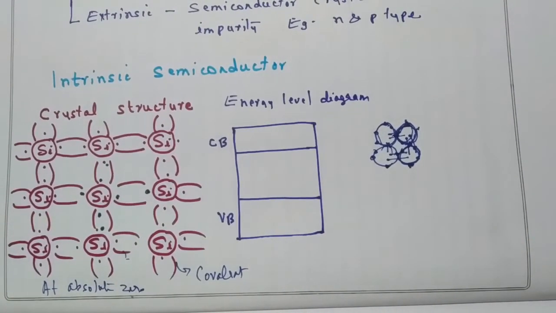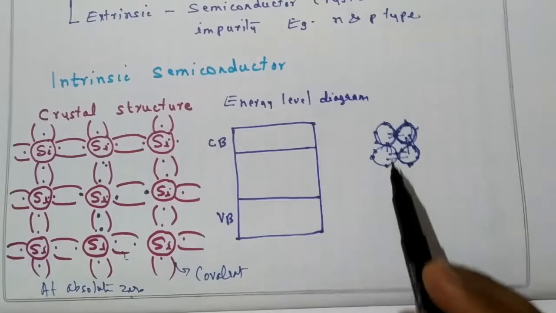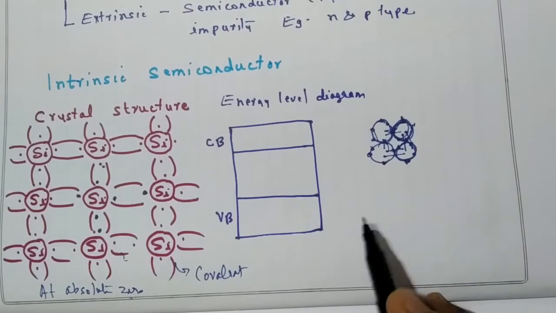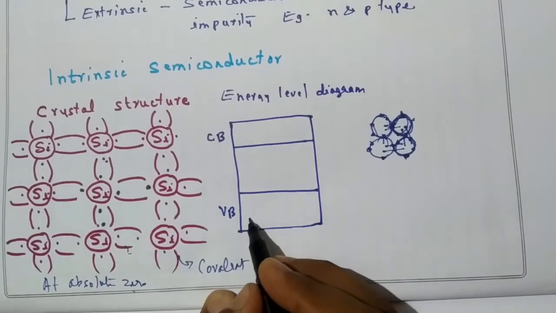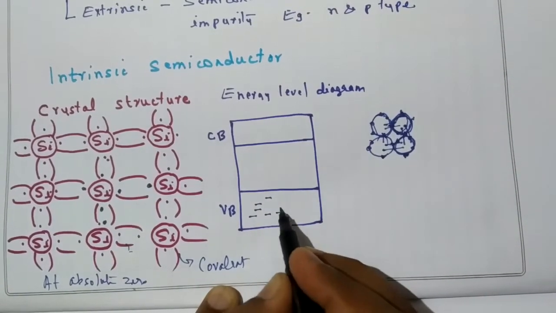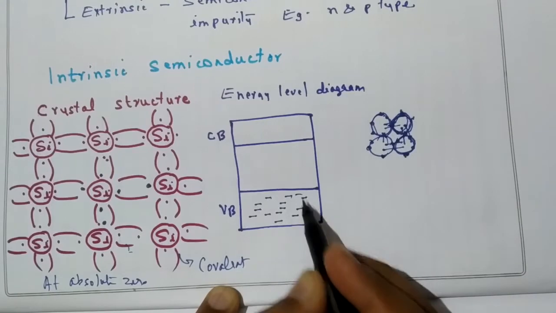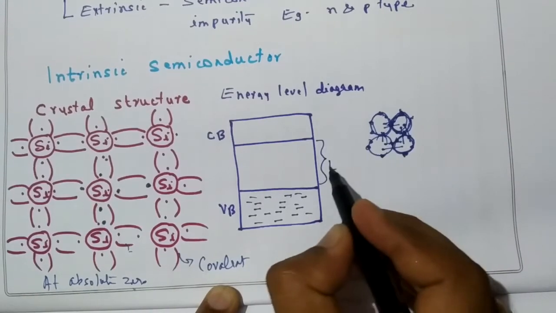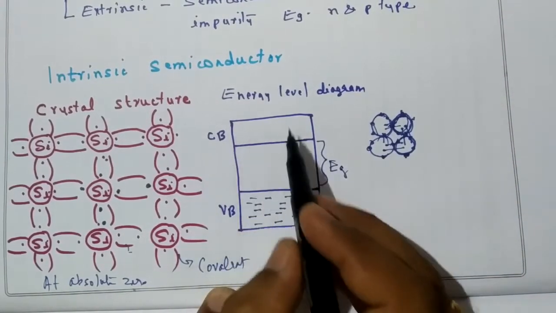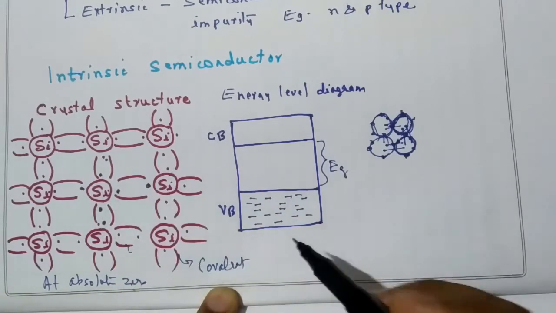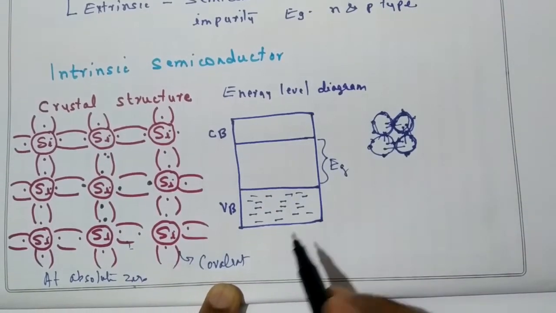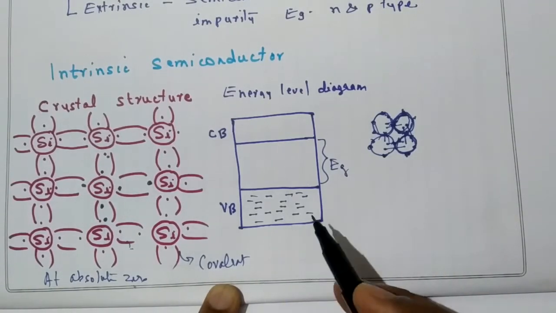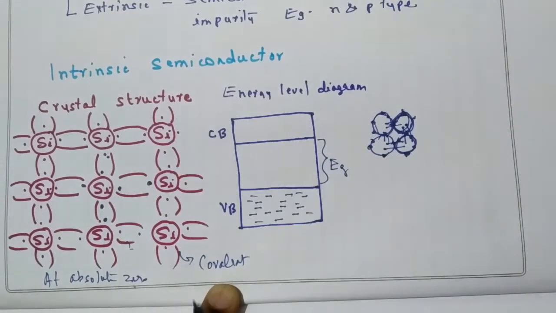This is the structure. Now you don't find any free electron. All the electrons are revolving around the nucleus itself, so the electrons are within the atom. So all the electrons are in the valence band itself with different energies. Now this is the forbidden energy gap, and you don't find any electrons in the conduction band because the electrons are not free. So this is the structure at absolute zero. This is an energy level diagram, so we can say that the conduction band is empty.